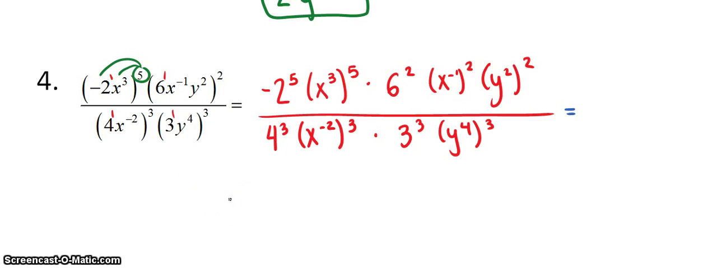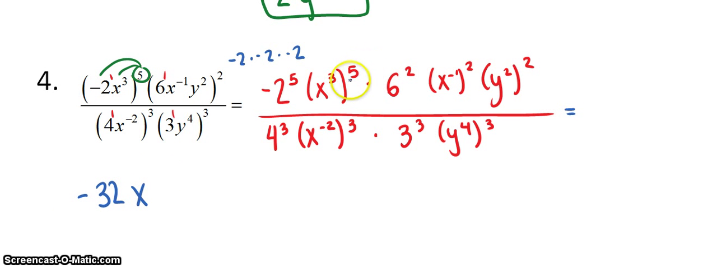Now, do I have to flip this negative 2 to the 5th? The answer is no. The only time you flip is when the exponent is negative. What negative 2 to the 5th means is you're multiplying negative 2 5 times. And there's nothing wrong with that. You can multiply negative 2 5 times. Don't flip. So positive 2 to the 5th would be 32. Okay, but if you multiply negative 5 times, well, negative times a negative is a positive. But if you do it an odd amount of times, it's going to be a negative. So you get negative 32.